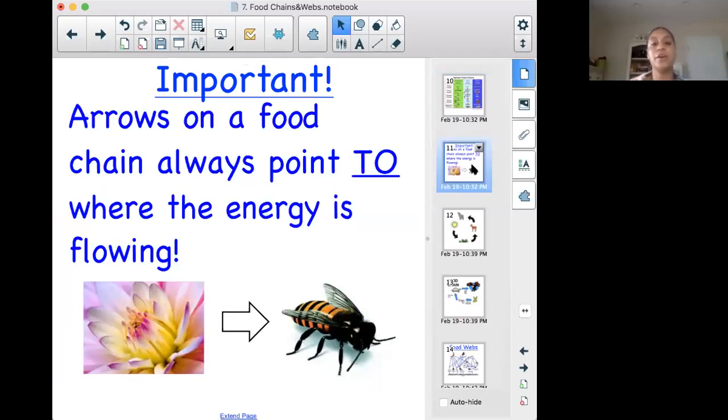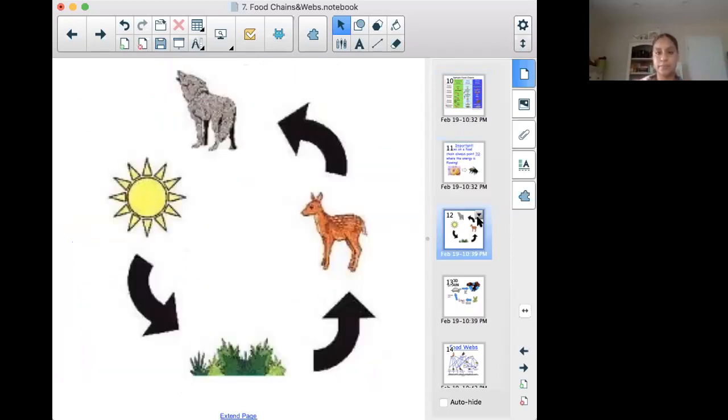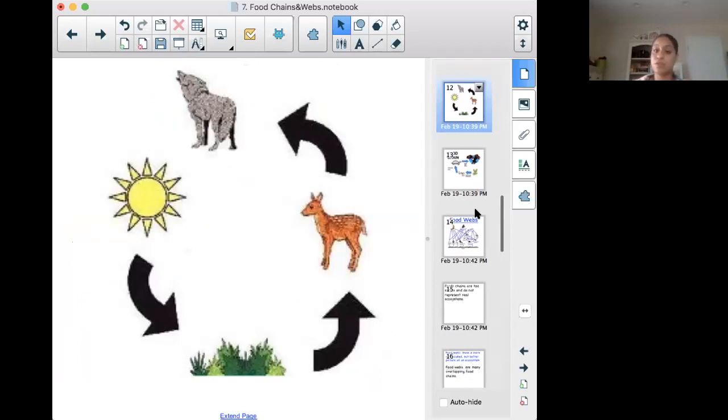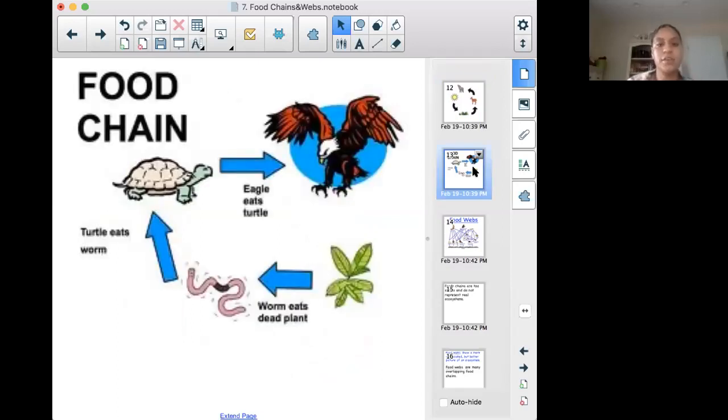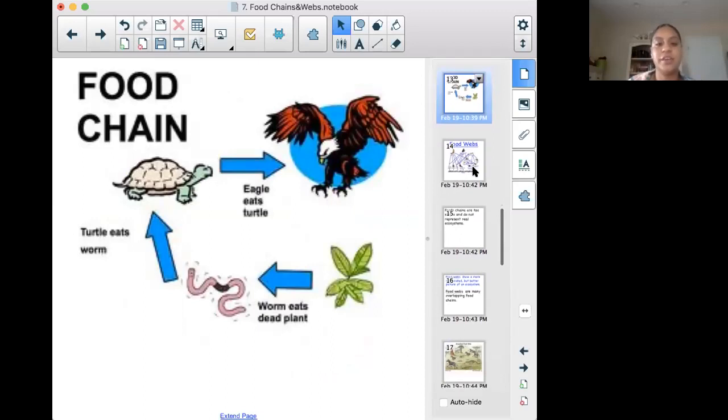So it's really important. The arrows on a food chain always point to where the energy is flowing. So for this example, the flower and the bee, the arrow wouldn't be pointing from the bee to the flower because the bee is the one who's going to the flower and sucking up the nectar to get energy. And here's another example of a food chain with a wolf and a deer, probably in a forest ecosystem. And then another one with the eagle, worm, and a turtle.